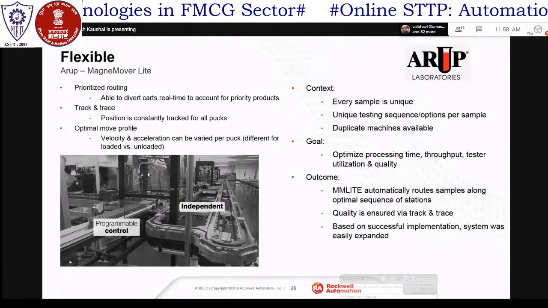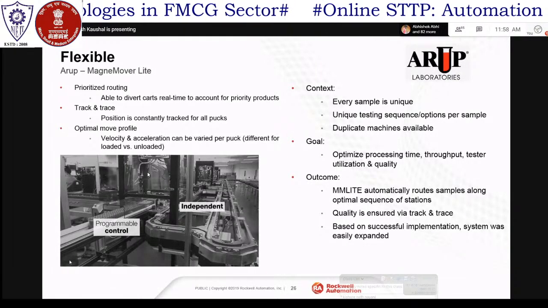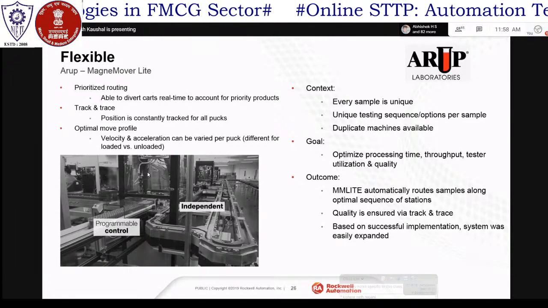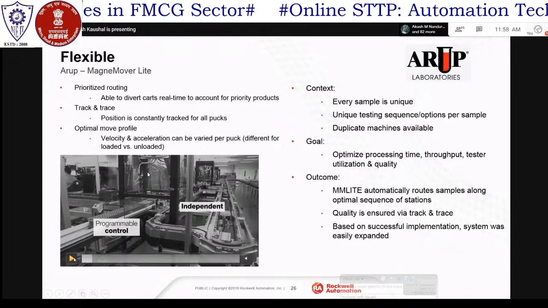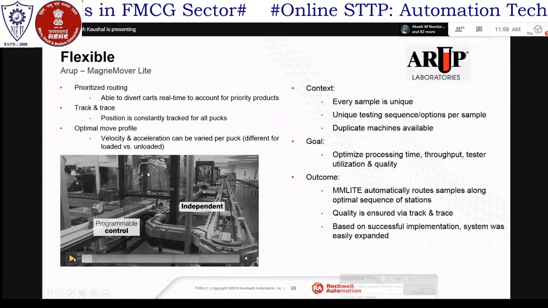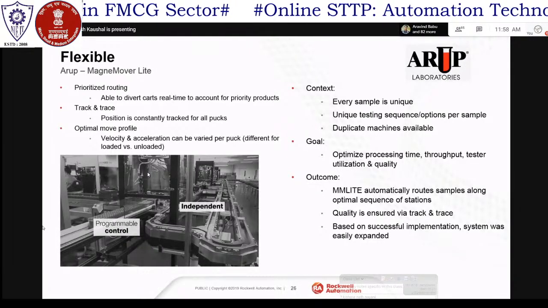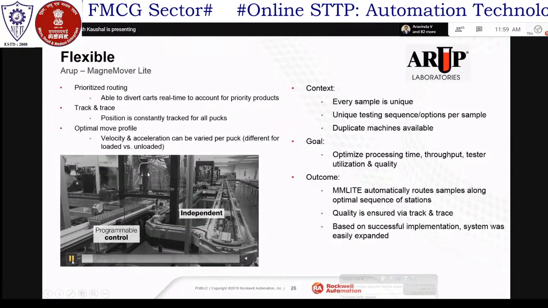So the solution was that MagnaMover automatically routes the samples along the stations, with independent control, providing quality control in terms of tracking and tracing. This system could also be easily expanded and put together to cater to much larger requirements, and is very easily replicable. Now let's have a look at the video.